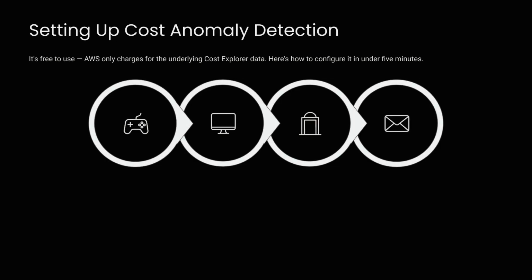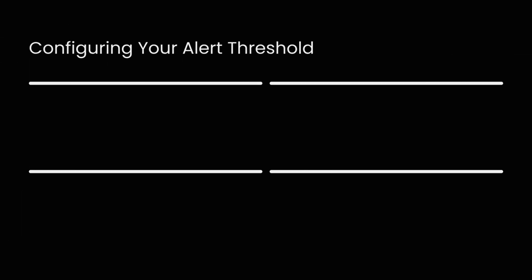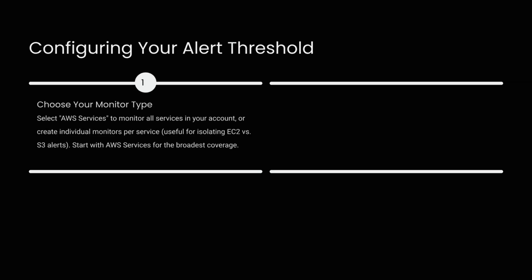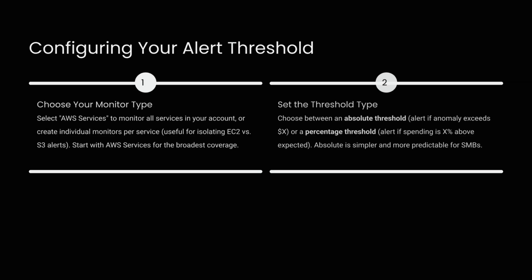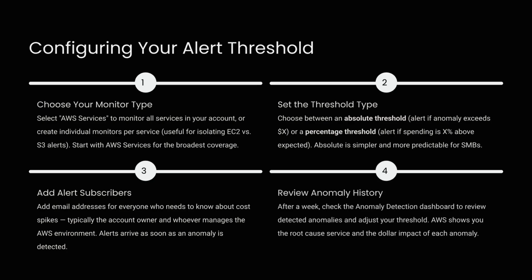Setting up Cost Anomaly Detection is free, though it relies on Cost Explorer data. The process involves opening the console, creating a monitor, setting a threshold, and adding email addresses for alerts. When configuring the alert threshold, choose AWS Services for the broadest coverage. Use an absolute threshold, like $20 above expected spend, for simplicity. Add key team members to the alert subscribers. Review your anomaly history after a week to refine the threshold.